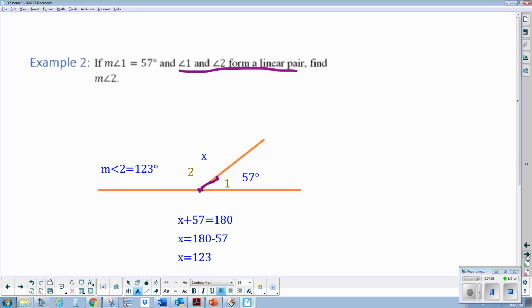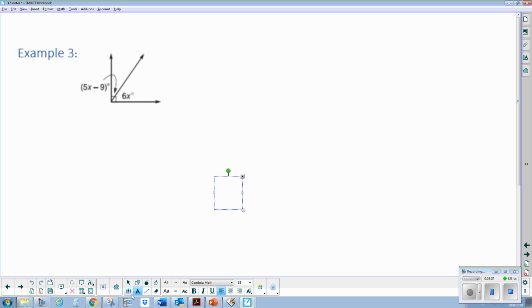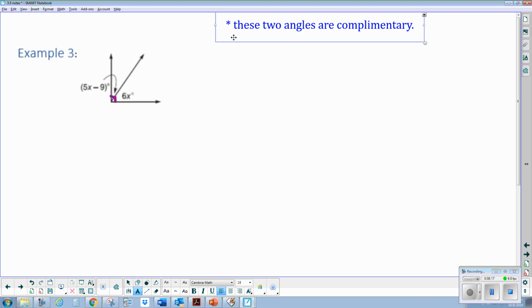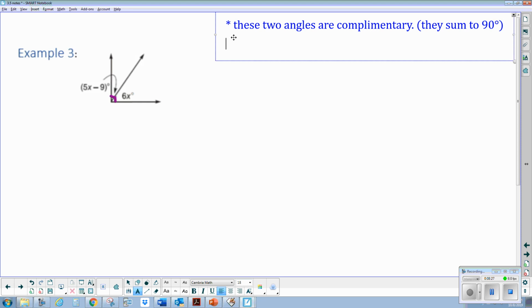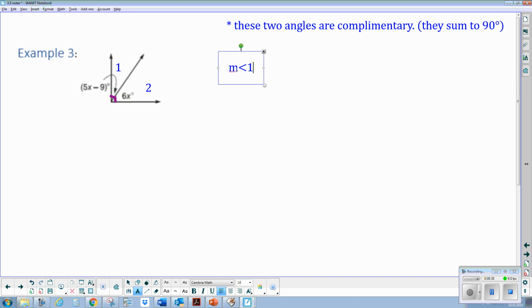Okay, let's try a couple more examples. So example number 3, this box right here indicates that it's 90 degrees. Okay, so we're just going to note these two angles are complementary. That means they sum to 90. So with these two angles that we're given, we'll say this is angle 1, this is angle 2. We always know that a pair of complementary angles sum to 90 degrees. So the measure of angle 1 plus the measure of angle 2 equals 90 degrees.